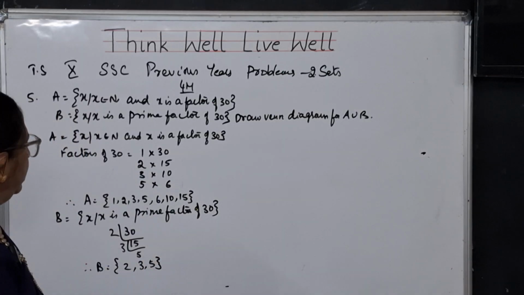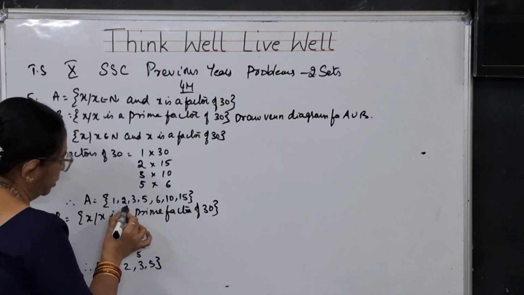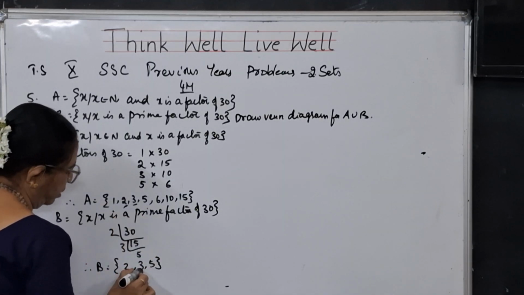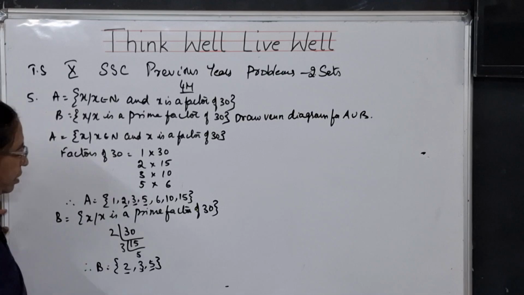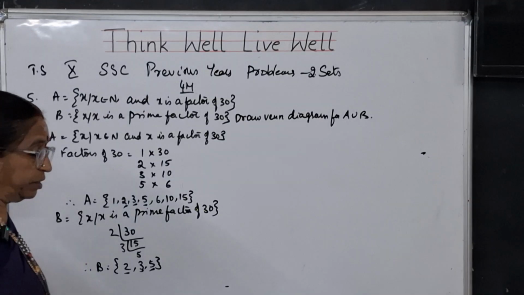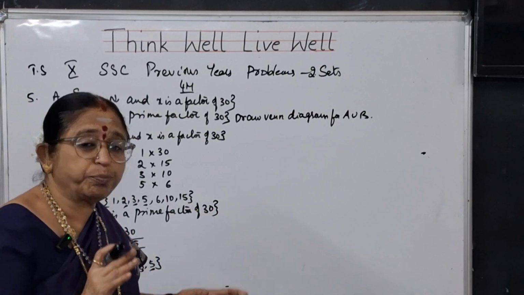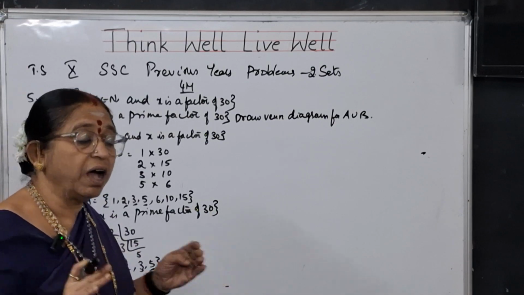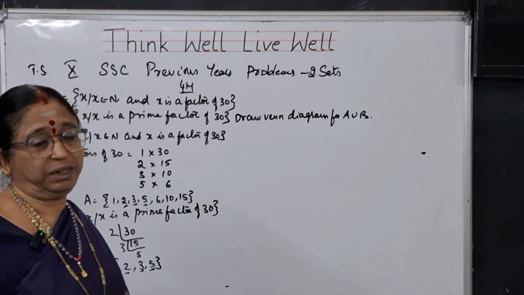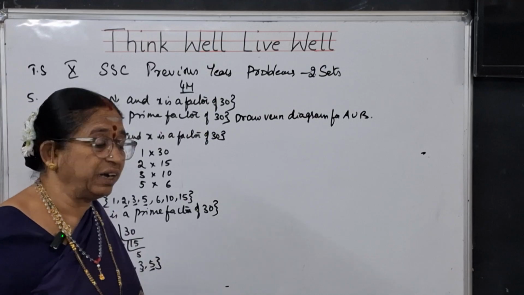Now you need to find the A union B diagram. So let us see, is there anything common? See, 2 is common, 3 is common, 5 is common. That means the elements that are there in B are there in A. So when you are drawing A union B, usually you will draw two intersecting circles. But for this problem, since all the elements of B are there in A, we have to put B inside A.